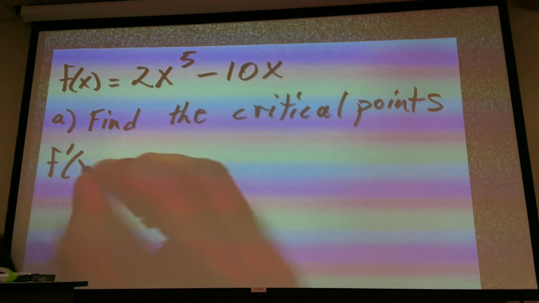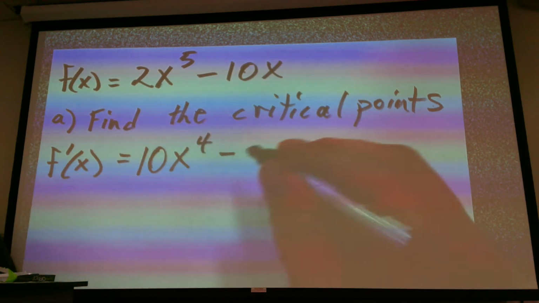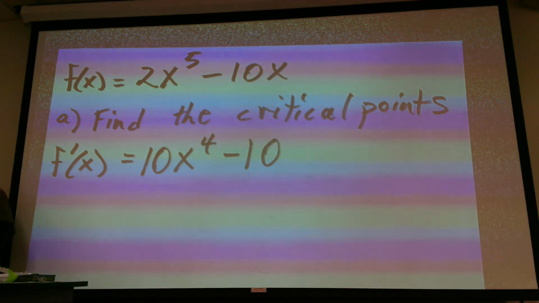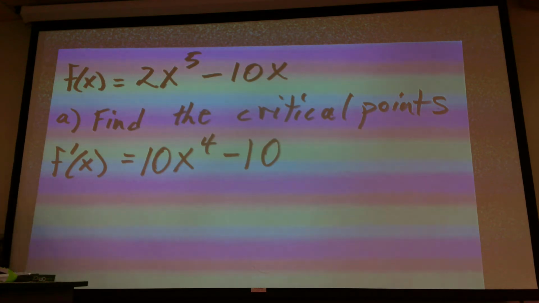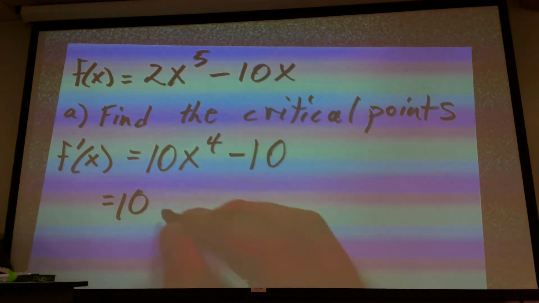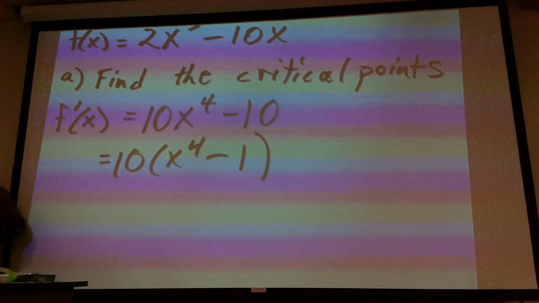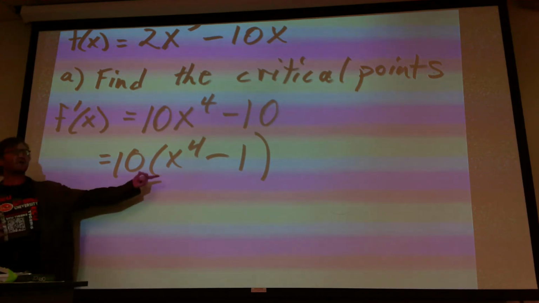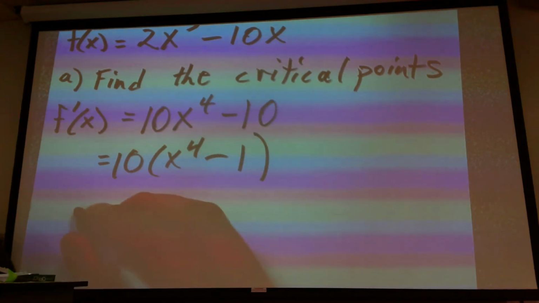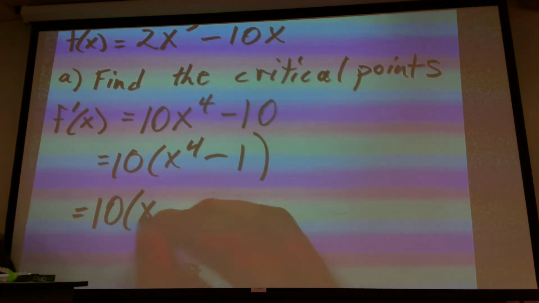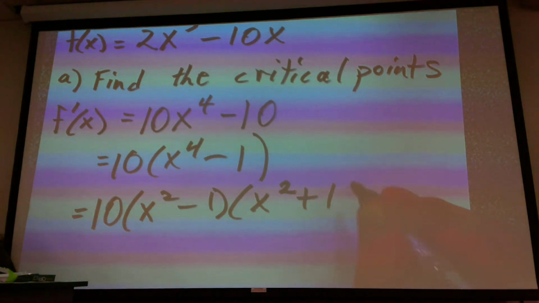Now f prime of x, that would be 10x to the 4th, and then minus 10. Okay, so we got to think, what can we pull out of this thing? I could pull a 10 out. That's the easiest first step. Now I got to think about how am I going to factor this thing? Well, I can rewrite that as 10 times x squared minus 1 times x squared plus 1.